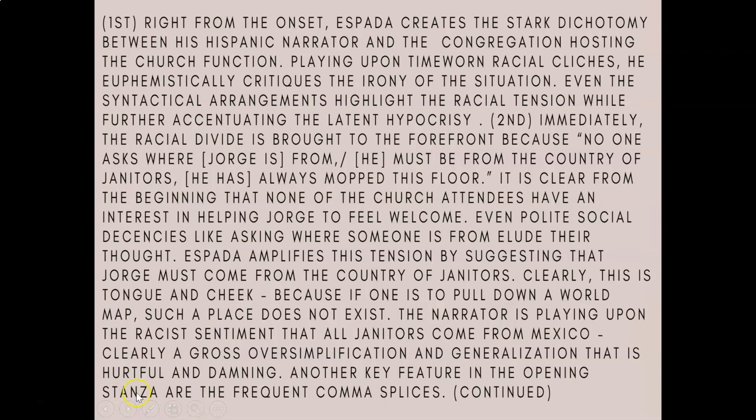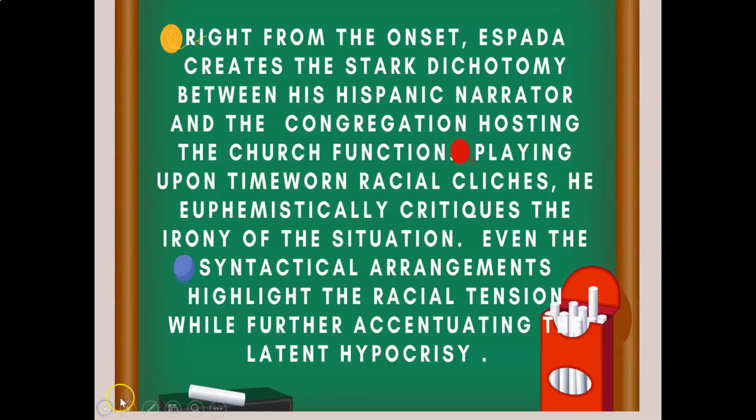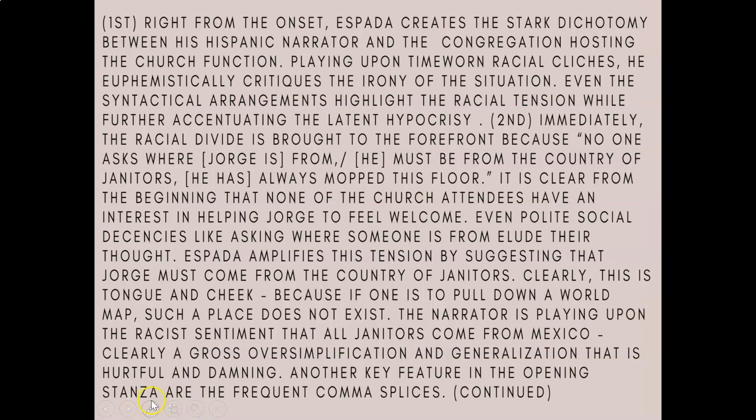We are on fire in terms of our line of reasoning. So let's see where this goes. The narrator is playing upon the racist sentiment that all janitors come from Mexico, clearly a gross oversimplification and generalization that is hurtful and damning. Another key feature in the opening stanza are the frequent comma splices. Why are we talking about comma splices now? Because blue is syntax. That was third. So the orange is connected to the orange. The red is connected to the red. The blue now needs to be connected. A conversation about the syntactical arrangements.